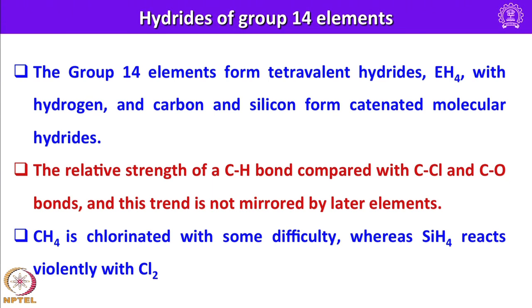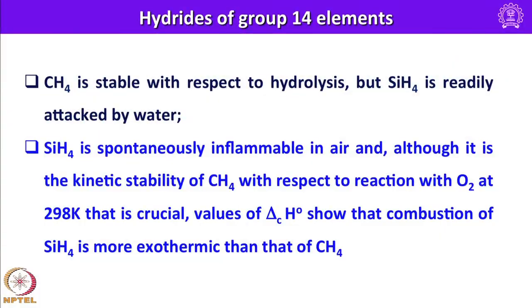Of course, hydrocarbons are essentially catenated hydrides. In the case of silicon also, we can expect one having a chain length of 10, okay, having up to 10 silicon atoms in the chain, and each one having 2 hydrogen atoms. Okay. Consider the relative strength of a C-H bond compared to C-Cl and C-O bonds; this trend is not mirrored by later elements. CH4 is chlorinated with some difficulty, whereas SiH4 reacts violently with chlorine. Okay. CH4 is very stable with respect to hydrolysis, but SiH4 is readily attacked by water. Here the reactivity of SiH4 is purely kinetic.